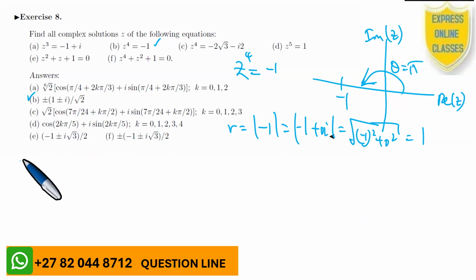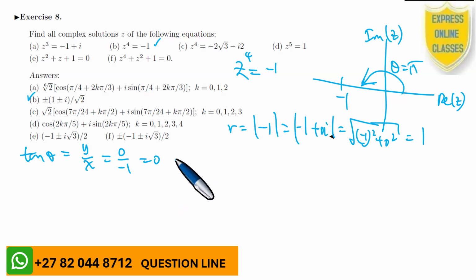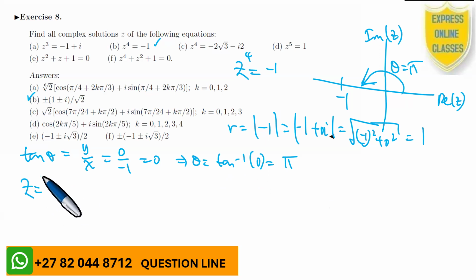What is the angle theta? The tangent of theta is y over x. y is 0 and x is minus 1, giving 0. Which means that theta is arctan 0, which is pi. The z to the power 4 is equal to minus 1.